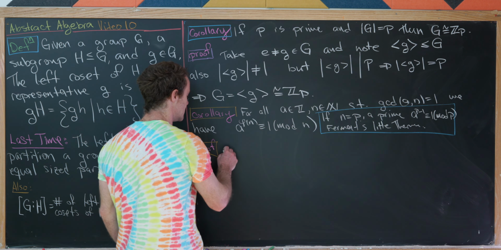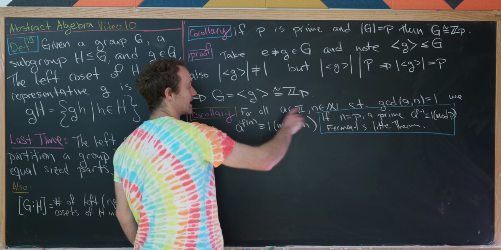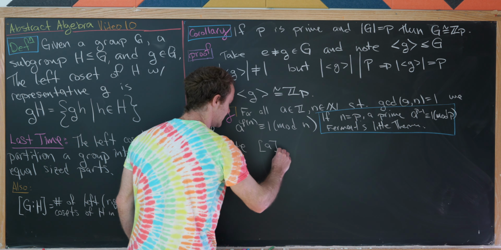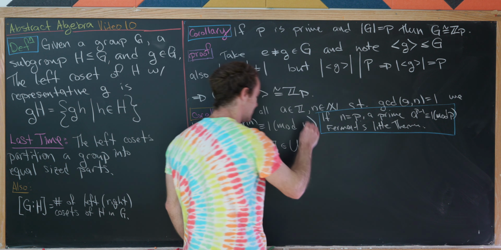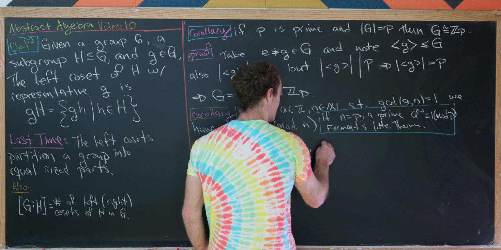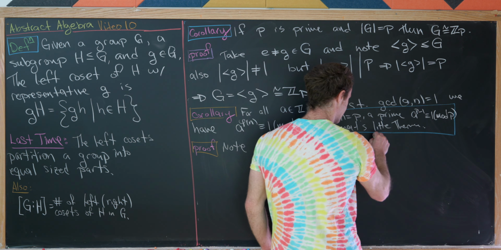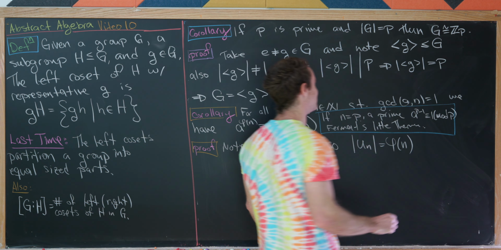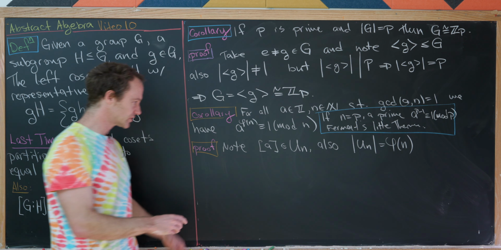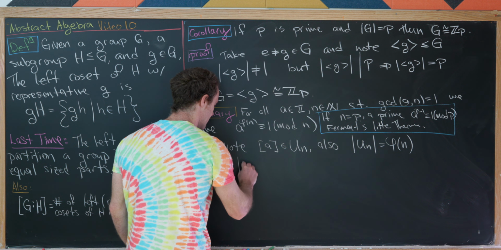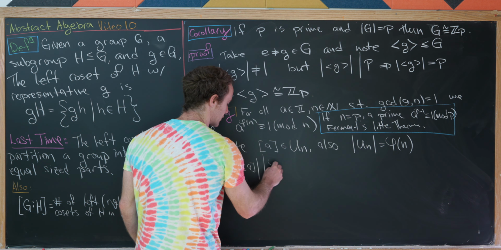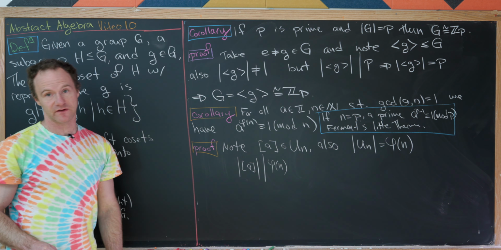So let's note that under this setup, where we have a relatively prime to n, the equivalence class of a can be thought of as an element of U_n, the group of units modulo n. And then let's also recall that the order of the group of units modulo n is equal to phi of n. But that's essentially going to take us all the way home, because by our first corollary, we know that the order of an element of a group, so the order of a, divides the order of the group, but the order of the group is phi of n.